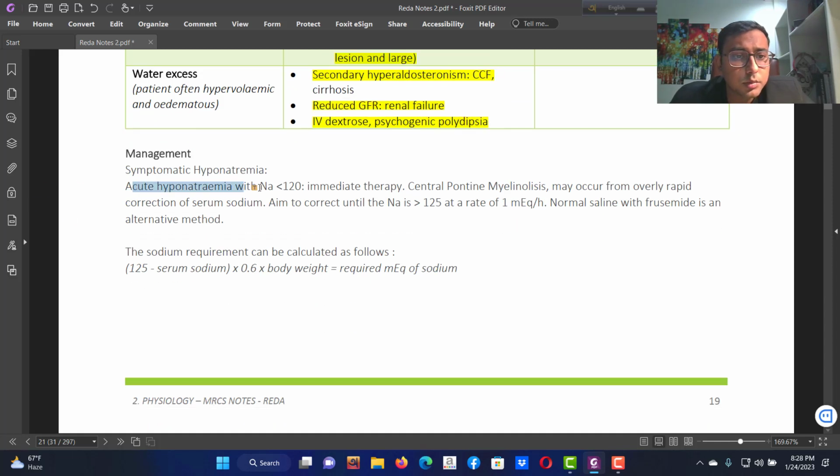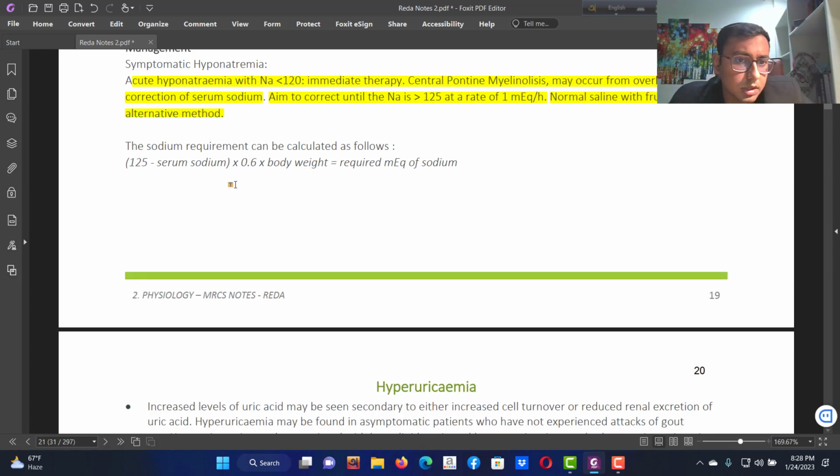So management of acute hyponatremia with the sodium less than 120 needs immediate therapy, and central pontine myelinolysis may occur from overly rapid correction of the serum sodium. They aim to correct until sodium is 120, and the rate is 1 milliequivalent per hour. Normal saline with furosemide is an alternative method. Now the sodium requirement, this is 0.6 times the body weight, in the 125 milliequivalent.